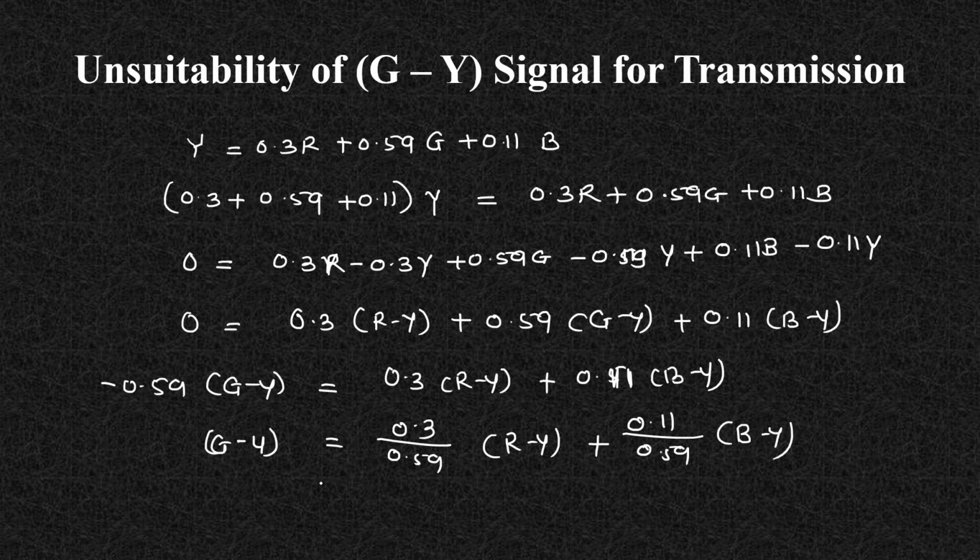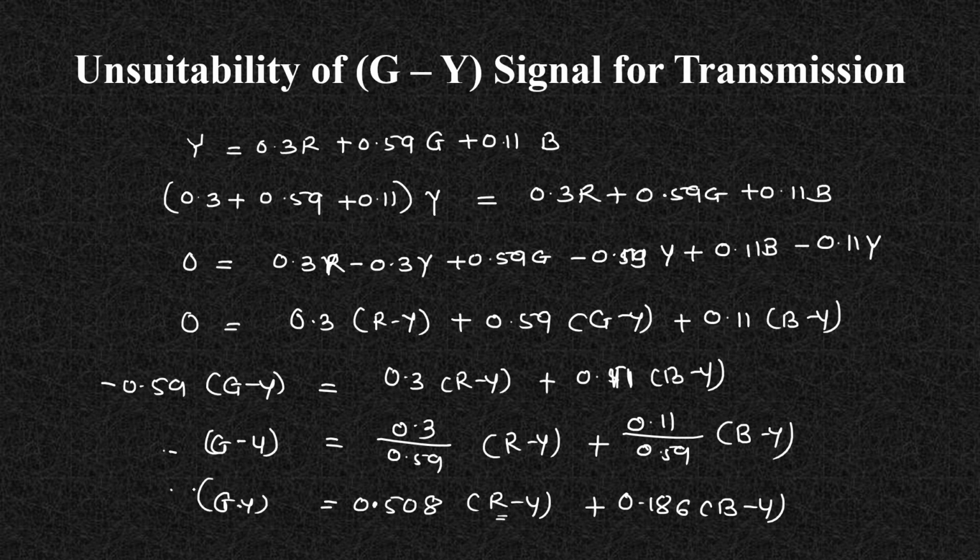And if you see, these factors are nothing but 0.508 (R minus Y) plus 0.186 (B minus Y). So 0.5 means half of the R minus Y. So you need to use an attenuator, or a simple resistor can be used as an attenuator. So the G minus Y signal can be derived from the other signals by using a simple attenuator, a simple resistor, with both color difference signals, that is R minus Y and B minus Y.